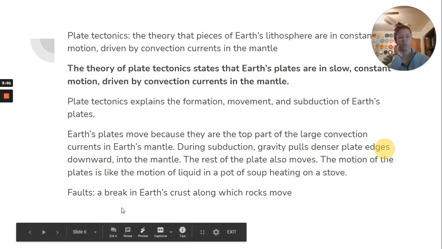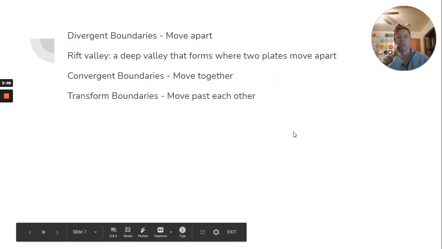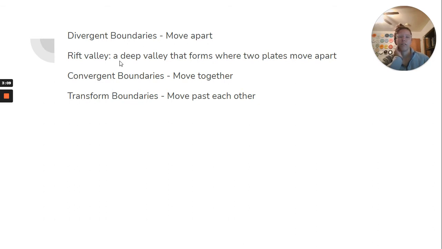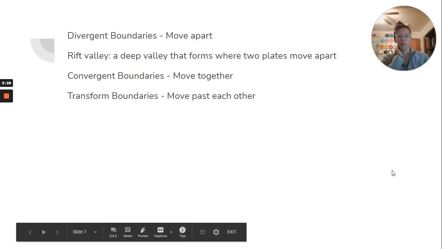We have faults, which are a break in Earth's crust along which rocks move. So again, divergent boundaries move apart. We have a rift valley. I don't remember why I put those that way. So rift valley is a deep valley that forms where 2 plates move apart. Convergent move together, transform move past each other in opposite directions. So it'd be like if I was coming at myself and I'm going to go like this. So one keeps going one way, one keeps going the other way.